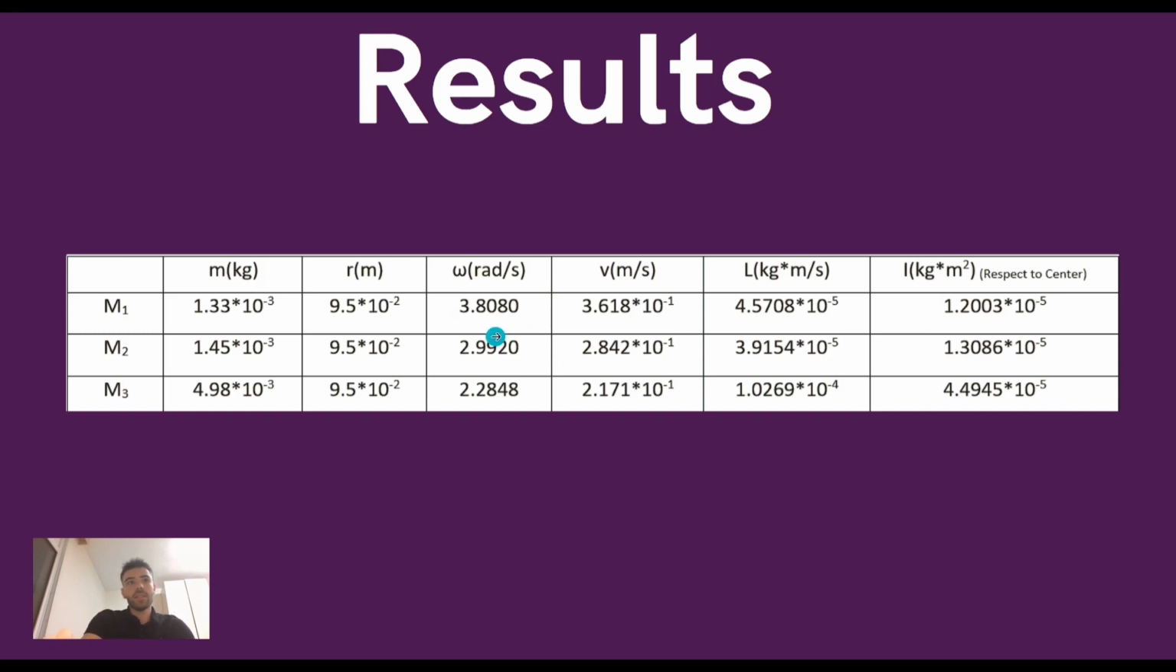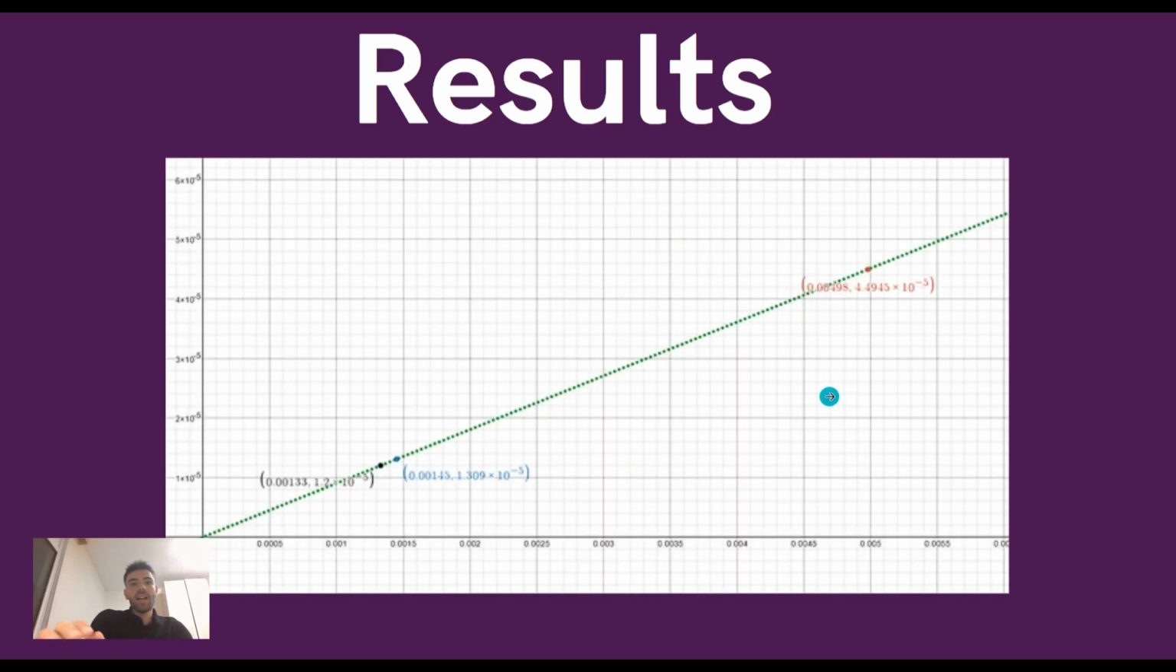These are the results, where you can see the radius is the same. Angular velocity is changing because angular velocity does not affect the moment of inertia. The mass is increasing and the moment of inertia is increasing. I put all these results in a graph and connected them in a straight line. The line represents the proportionality between moment of inertia and mass.